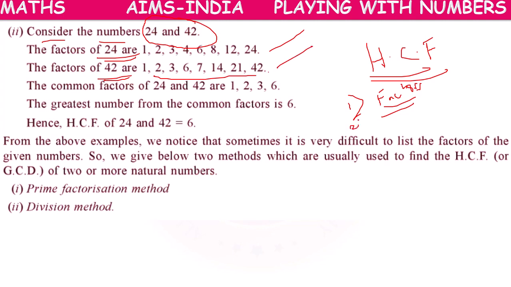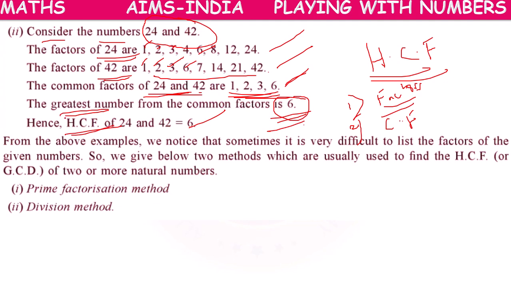Next, second step: we have to find common factors of both the numbers. So 1 is common, 2 is common, 3 is common, 6 is common. That's all. 1, 2, 3, 6 are the common factors. Out of these common factors, what is the greatest number? 6 is the greatest number. So, what is the highest common factor? 6. Or what is the greatest common divisor? 6.